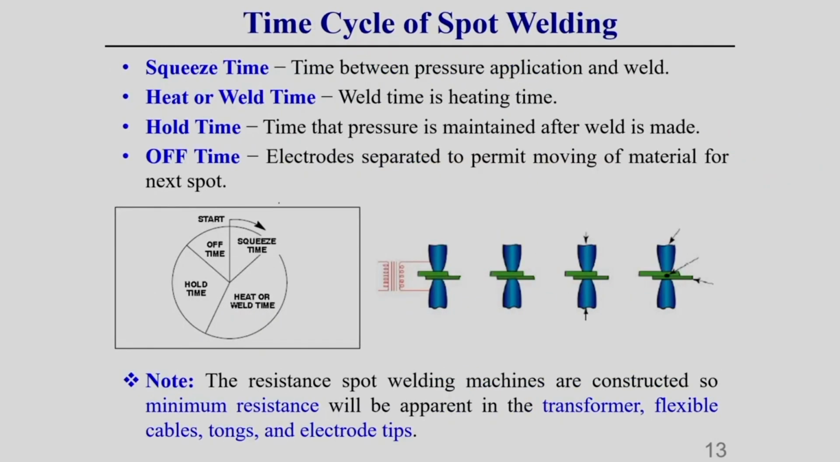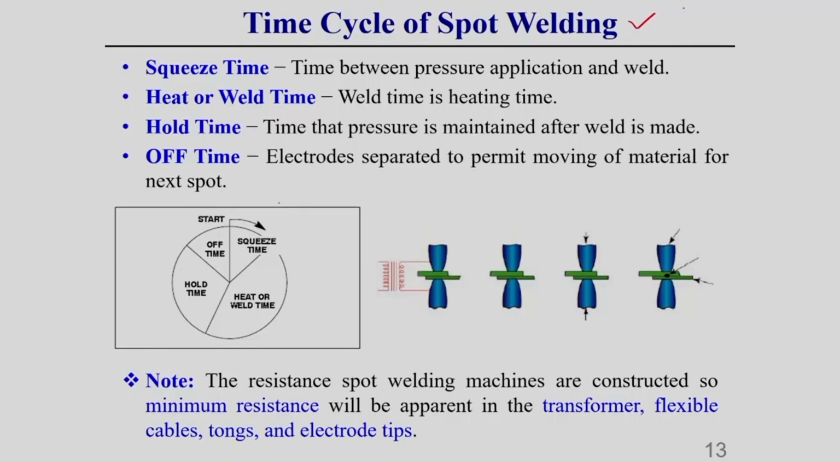So, before going to discuss the effect of time, in the resistance spot welding technique the time cycle is a very important process. This time cycle is generally categorized into 4 different steps, or 4 different parts. One is called squeeze time, here I am showing. Let this circle represent the total time of a resistance spot welding process. Some portion of it is required for holding the workpiece.